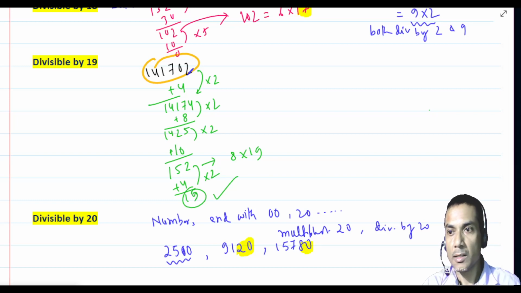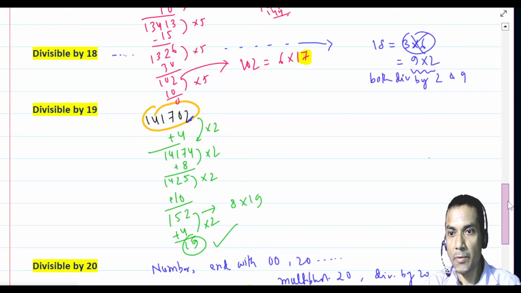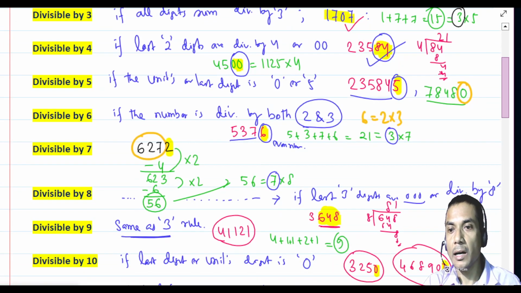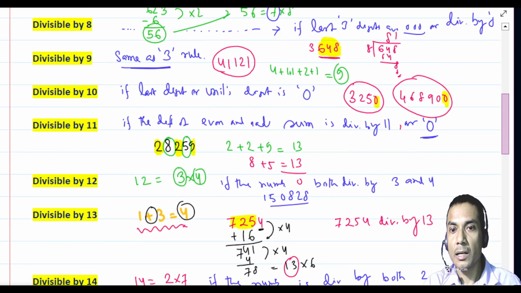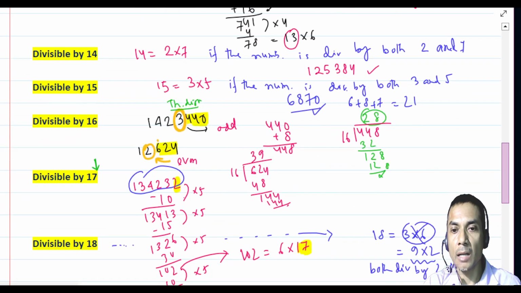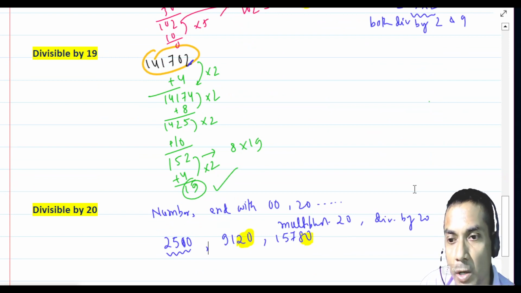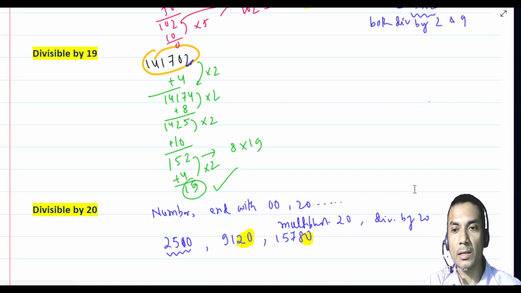Hope this entire discussion is clear to everyone, how we can easily find out, without the actual division, the divisibility by the numbers from 1 to 20. This video will be posted in the shortcut playlist, because more shortcuts will come in the future. It will be very helpful for fast calculation. You should remember them over some interval of time. If you practice, automatically you will remember.